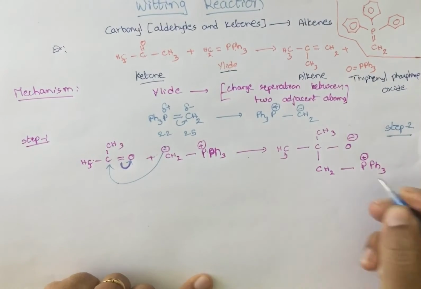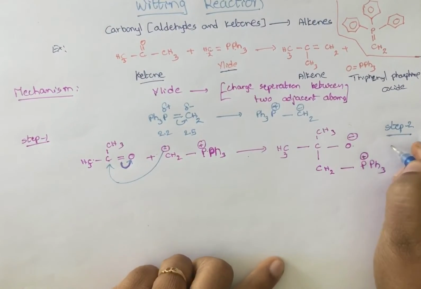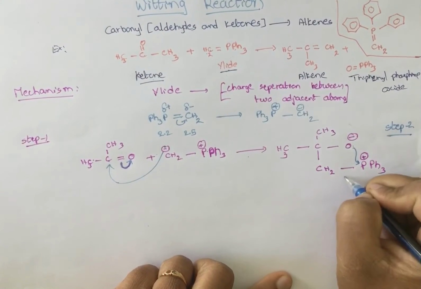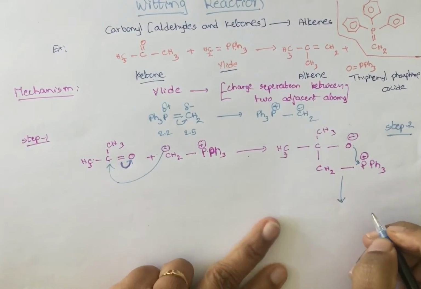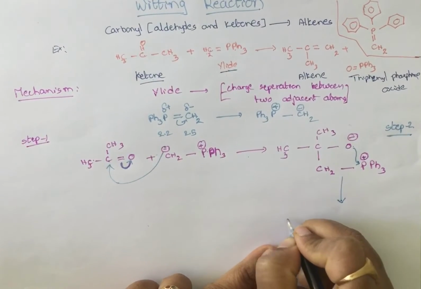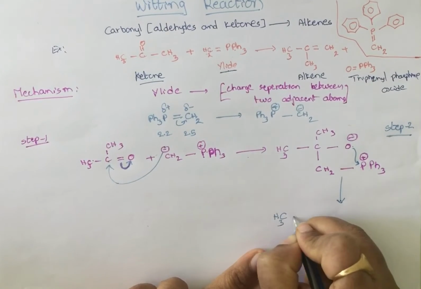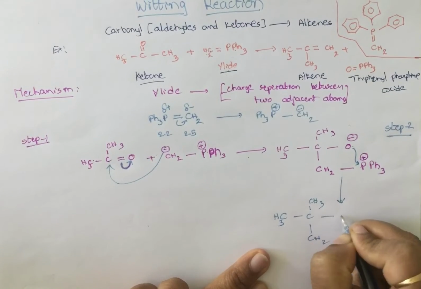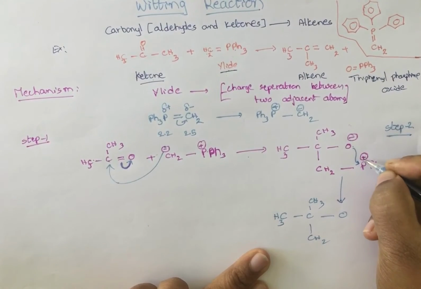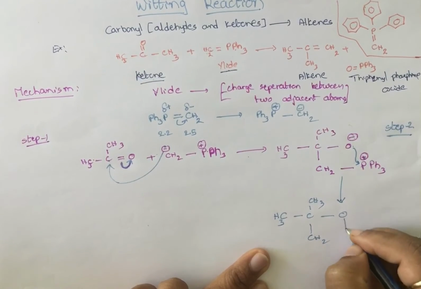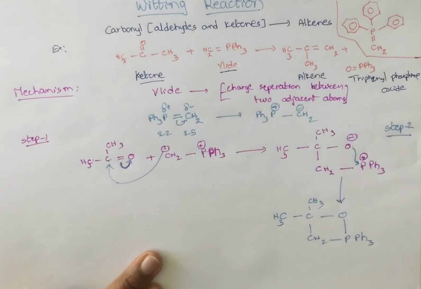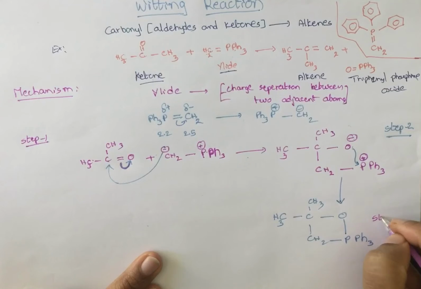In the second step, oxygen will attack on the phosphorus, so this shifting will take place. I am writing step 2 also here. Then what happens? You see, CH3, CH3, CH2, CO, and there will be a new bond formation between oxygen and phosphorus. Because it is a positive one and it is a negative one, you are going to get a bond between them, PPh3. And this is step 2.